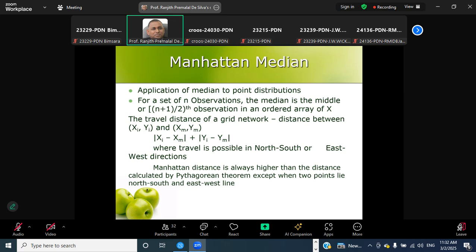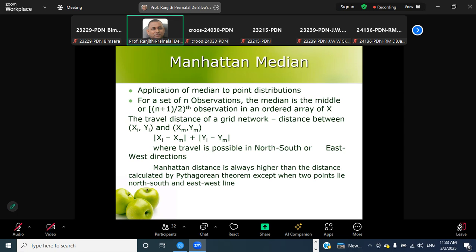So we make it as Xm, Ym, that is Manhattan. So the absolute value of Xi minus Xm plus the absolute value of Yi minus Ym, where travel is possible in north, south, or east, west directions. So it's the same thing, but here Xi minus Xm plus Yi minus Ym.